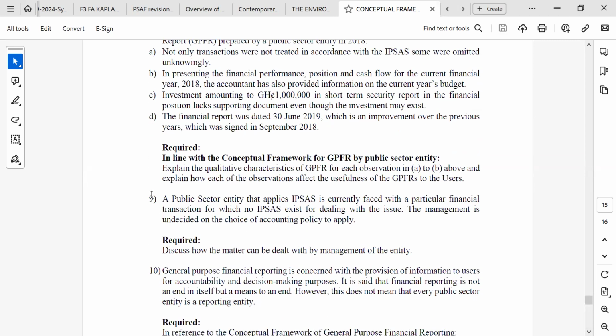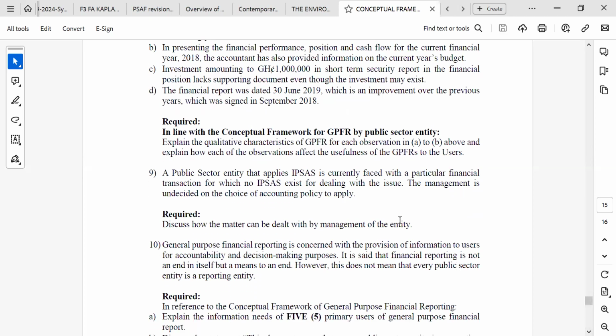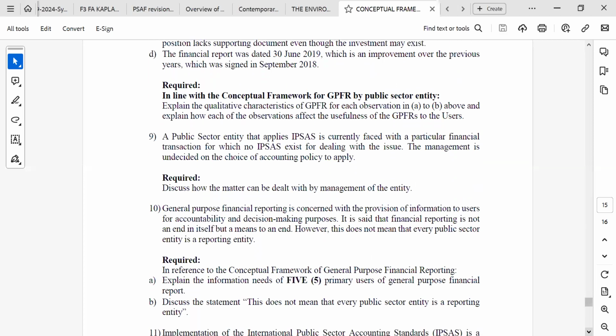Okay, let's come to question 9. Let's do some, and the question will come for 10 marks. Mostly it will come in this form. So let's look at question 9. Question 9: a public sector entity that applies the IPSAS is currently faced with a particular financial transaction for which no IPSAS exists for dealing with the issue. The management is undecided on the choice of accounting policy to apply. Required: discuss how the matter can be dealt with by management of the entity.